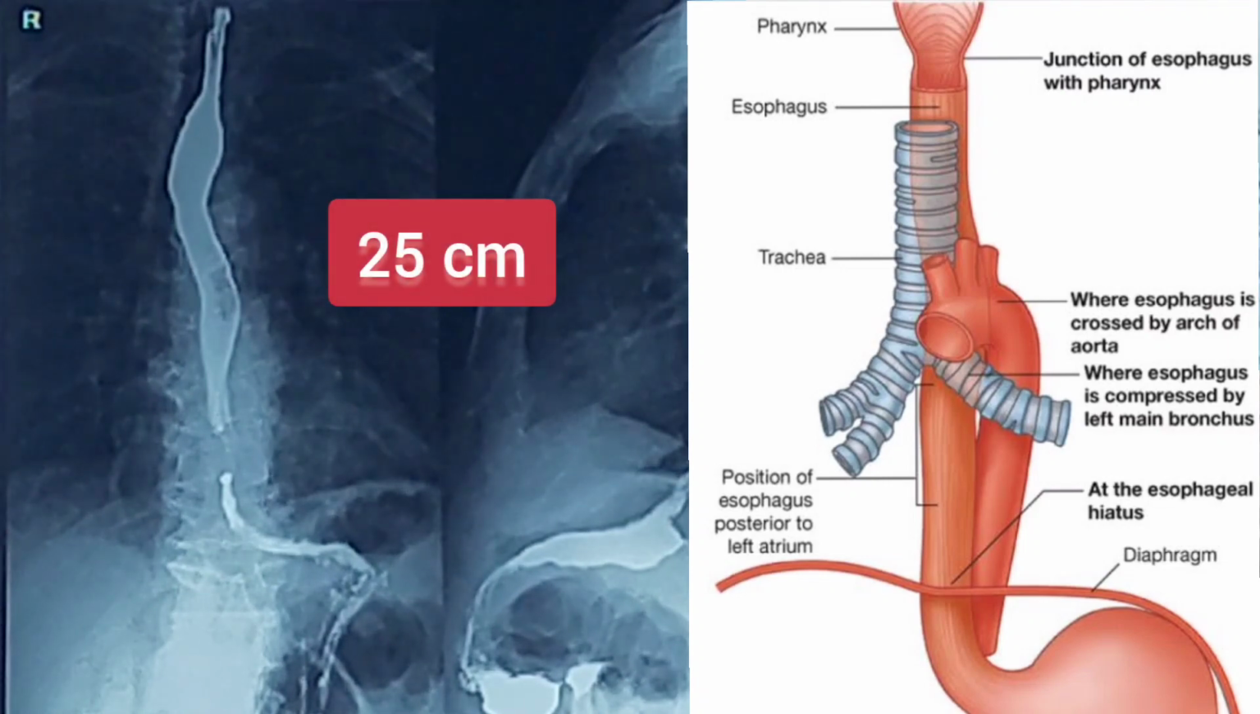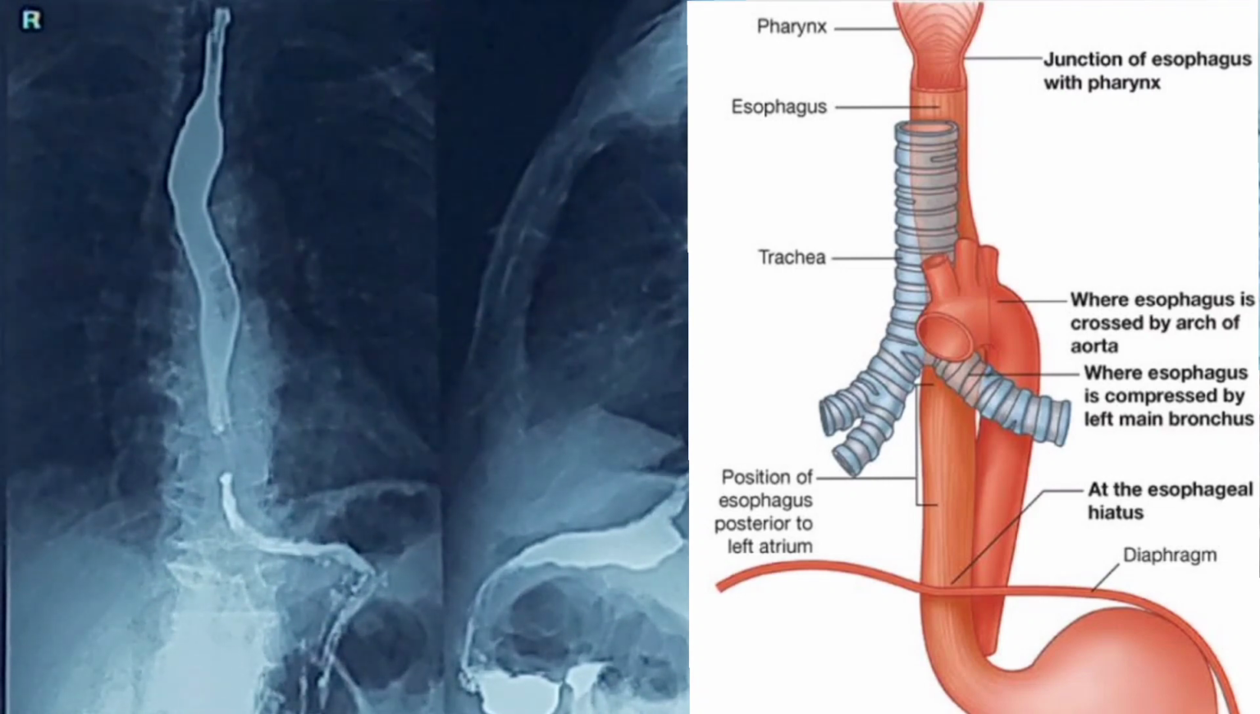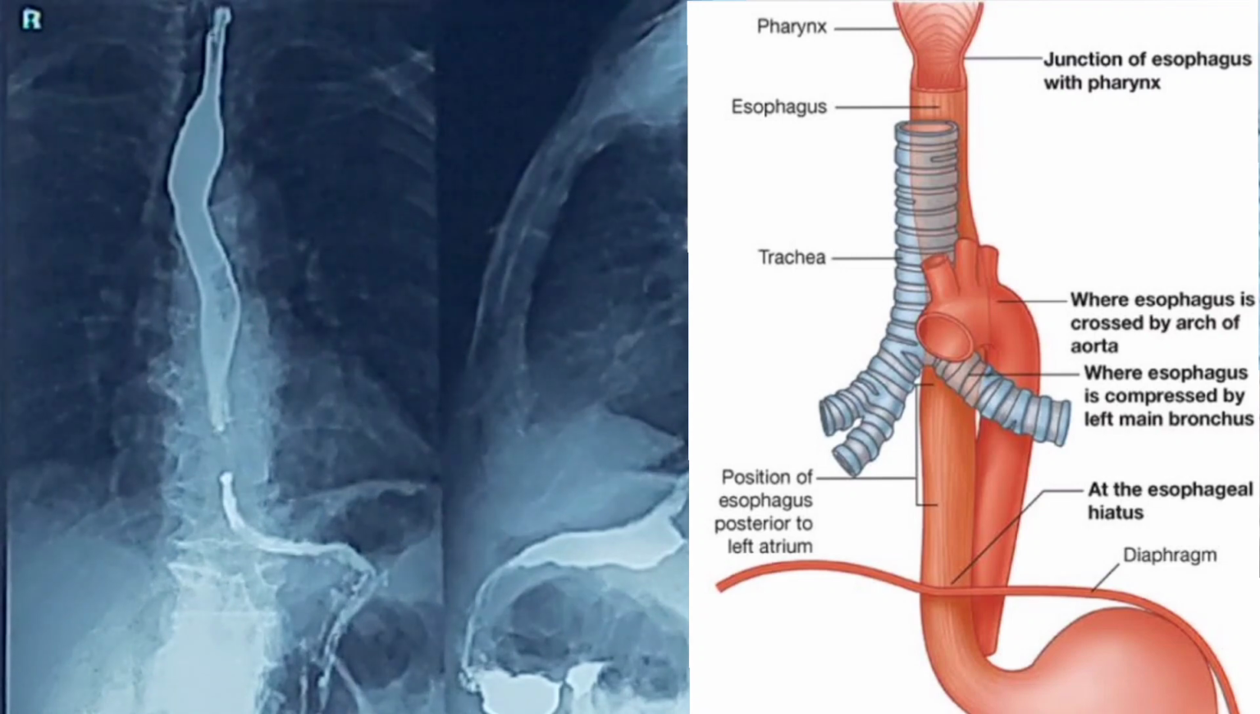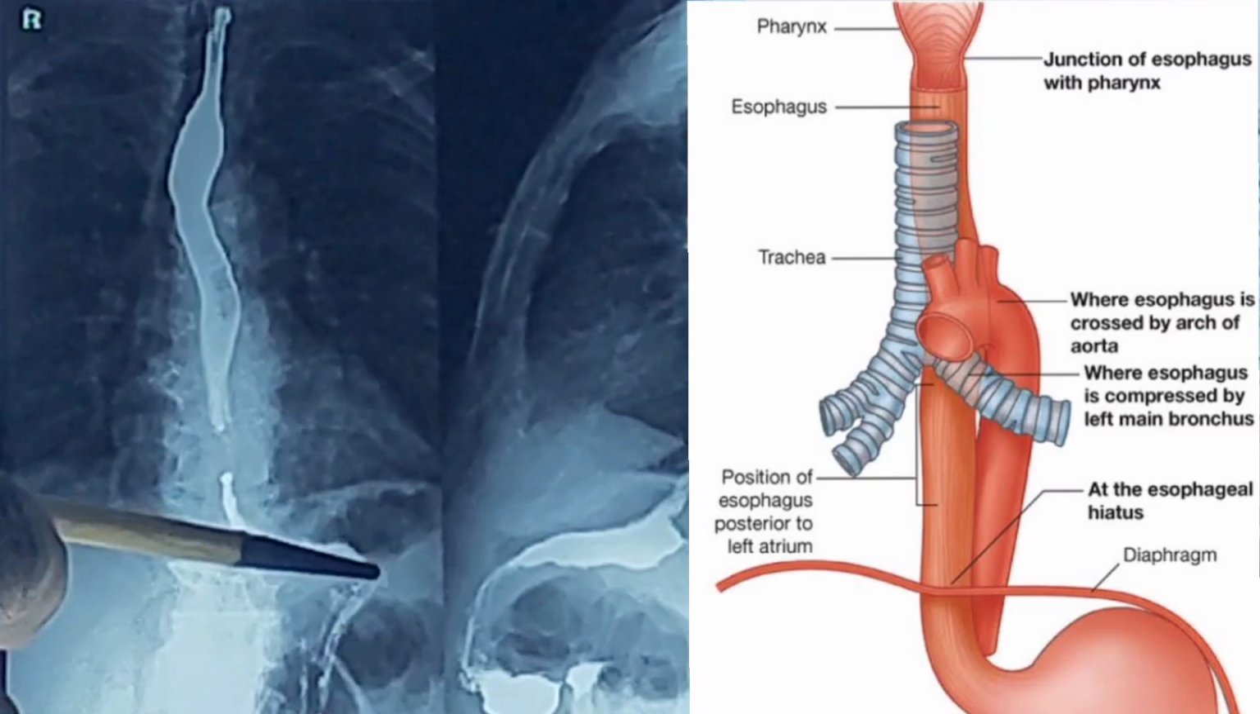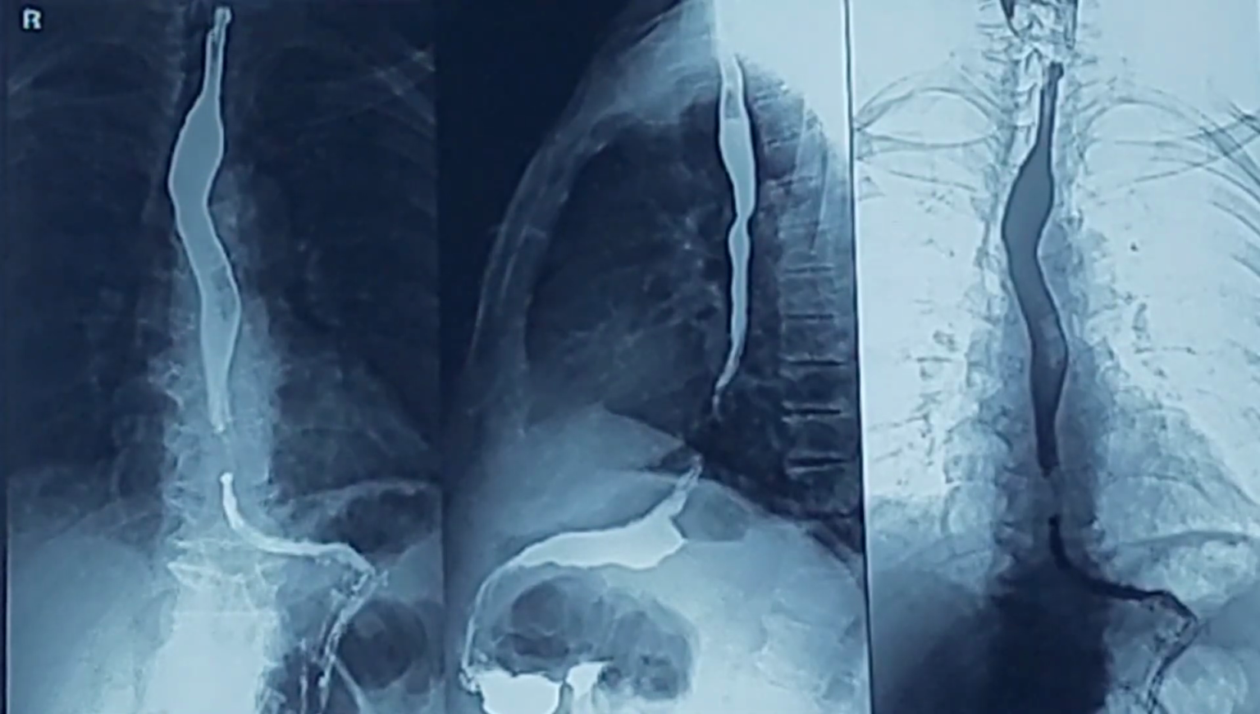And remember that the esophagus has mainly 4 constrictions. First constriction at the pharyngoesophageal junction, where the pharynx ends and the esophagus starts. Number 2, it is constricted due to the arch of the aorta. Number 3, where the left principal bronchus is pressing on the esophagus. And number 4, where the esophagus enters the abdomen through the diaphragm. So there are 4 constrictions of the esophagus, and we must know them.